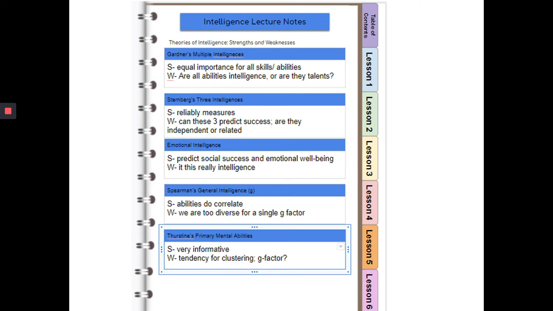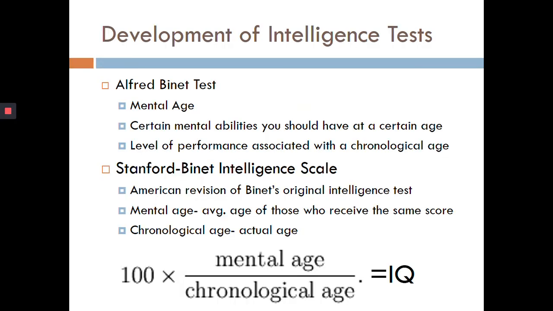Thurstone and his primary mental abilities, oops, that's supposed to be Thurstone, not Thurstein. They are very informative. Weakness, though, you do have a tendency to cluster, just like with the triarchic theory. And so when you have all these aspects that start to cluster, even though there's seven of them, that also shows that there is a single G factor involved.